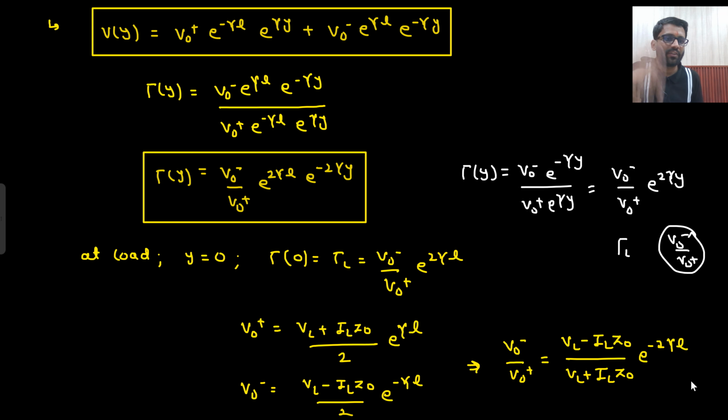Now here, what is the reflection coefficient at load? For the reflection coefficient at load, I need to put y equals to 0. If I put y equals to 0, this is what I am getting: V0 minus divided by V0 plus e to the power 2 gamma L. What is V0 plus here? VL plus IL Z0 by 2 e to the power gamma L. And what is V0 minus? VL minus IL Z0 by 2 e to the power minus gamma L. This is your V0 plus and V0 minus.